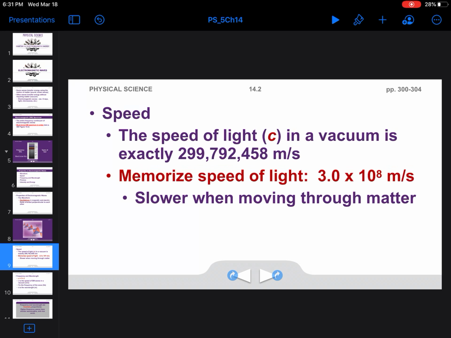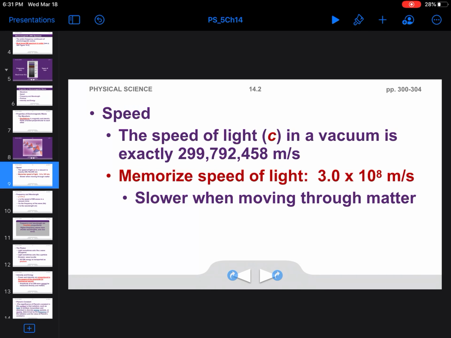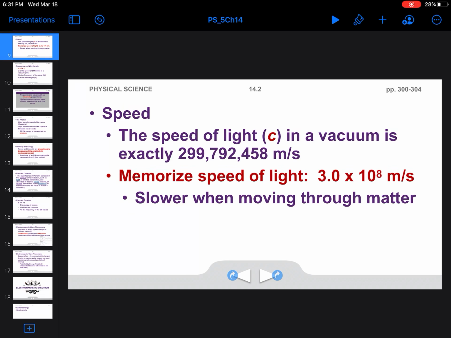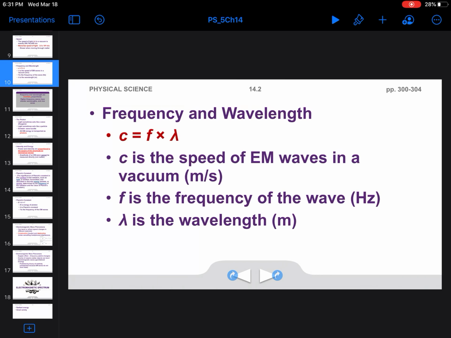Here you see, as I said, in a vacuum it's the top number up there, but it will be slower when moving through matter, which will hinder the motion of the waves. We also see here that frequency and wavelength are important corresponding properties of electromagnetic waves.